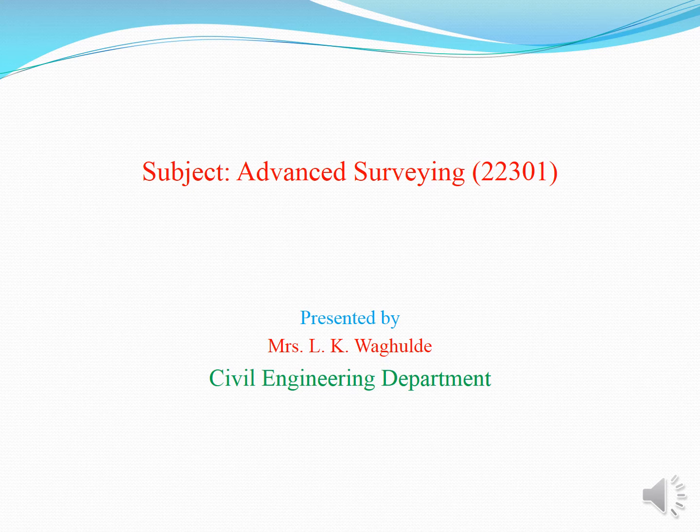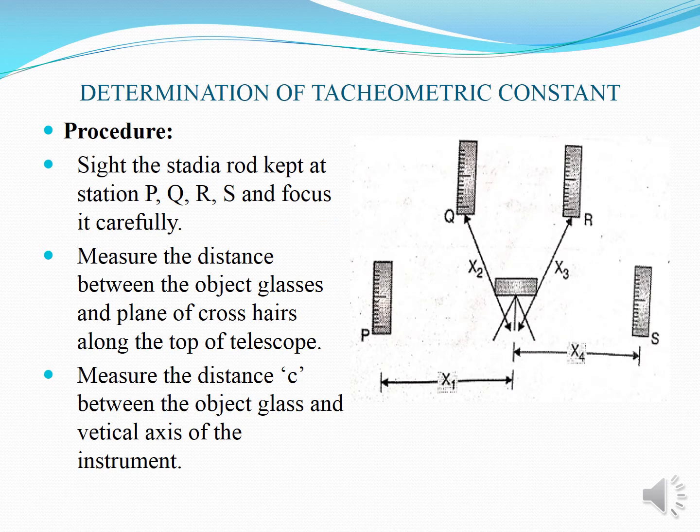Hello friends, today we are going to discuss tachometric surveying, lecture 4. In the last lecture we discussed the different tachometric methods. Today we are discussing the topic of determination of tachometric constants, that is, how to determine the constants of the tachometer.